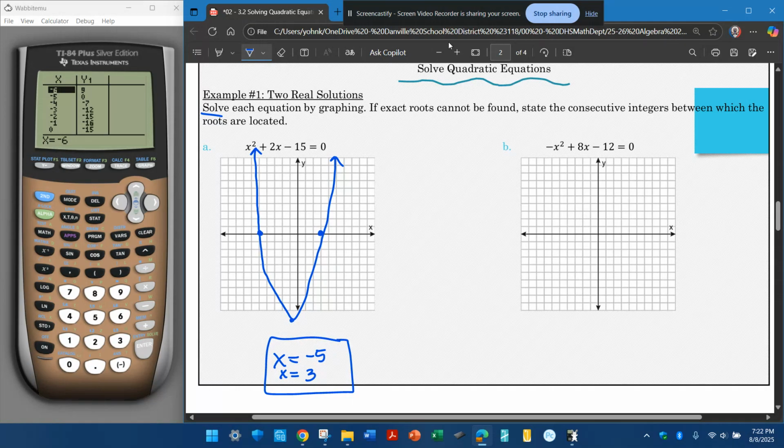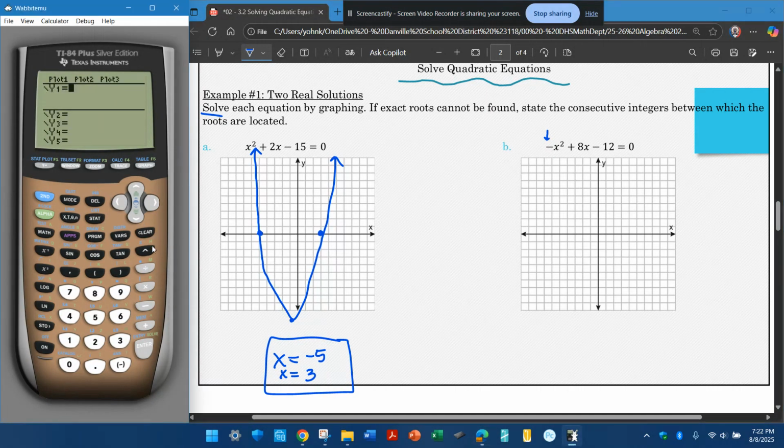All right, letter B. Notice this time, first thing I notice is that the graph is going to be facing downwards because the a value is negative 1. Also make sure that it equals 0. If it does, you're good to go to your calculator. So we're going to type in negative x squared plus 8x minus 12 and then hit graph and hope you get a downward facing parabola.